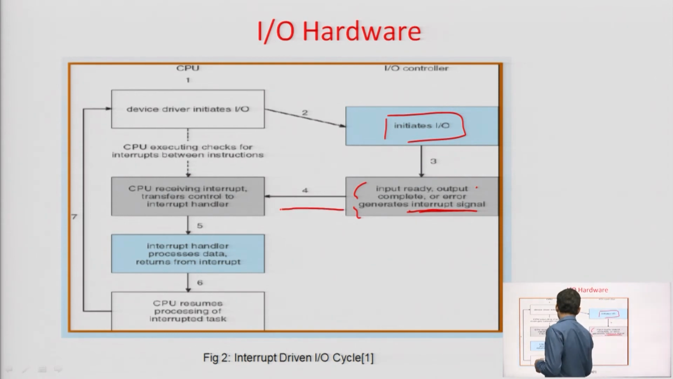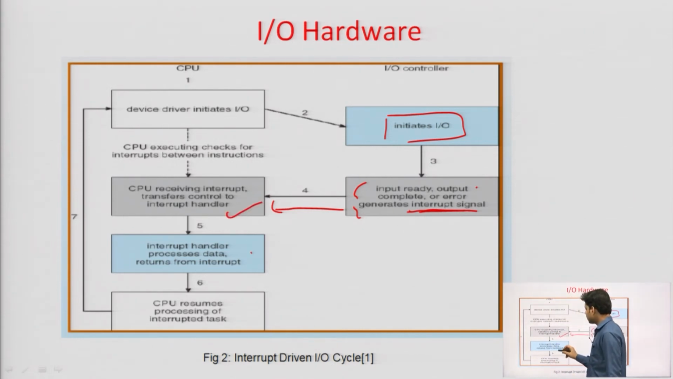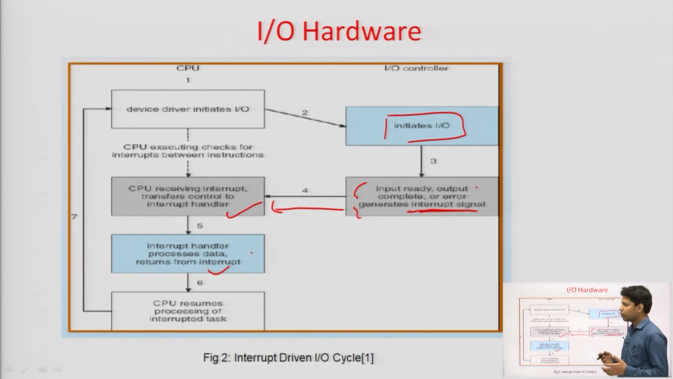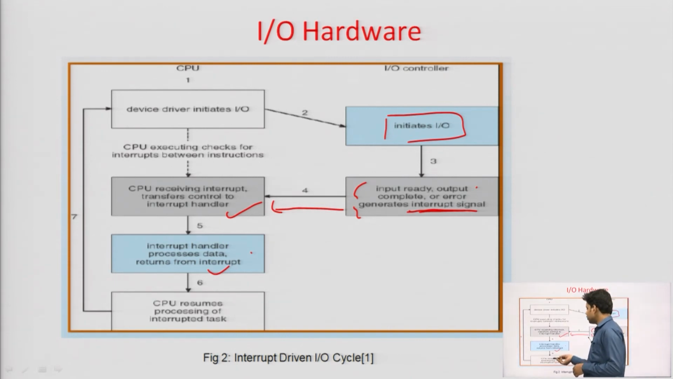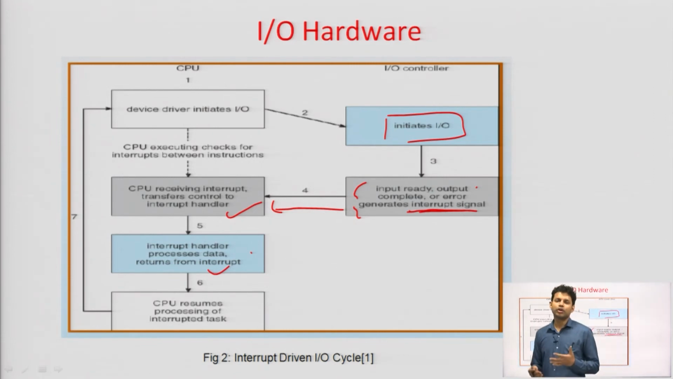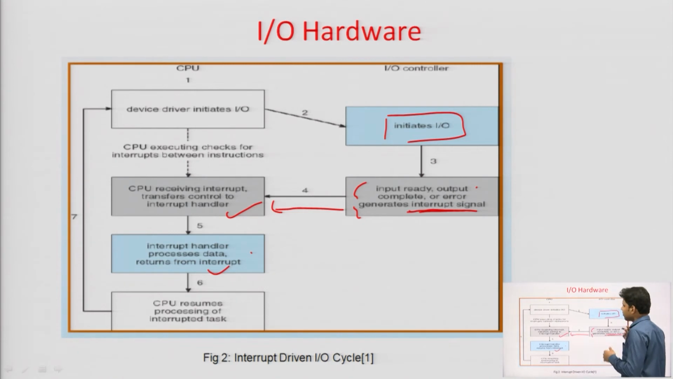Now this is your step 4. When the CPU receives the interrupt, it will leave the control and transfer the control to the interrupt handler. The interrupt handler then processes the data and returns from the interrupt. Now the CPU will resume processing of the interrupted task. So whenever an input output device wants to communicate, it just loads into the interrupt request line.